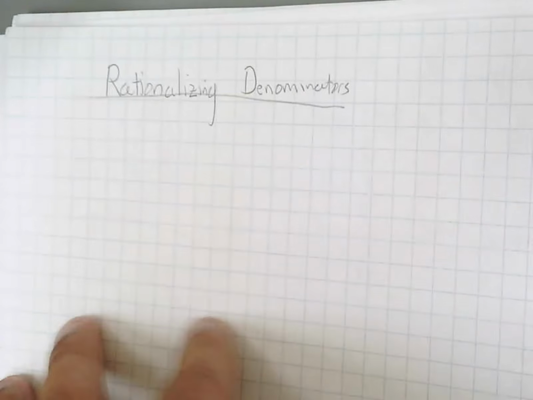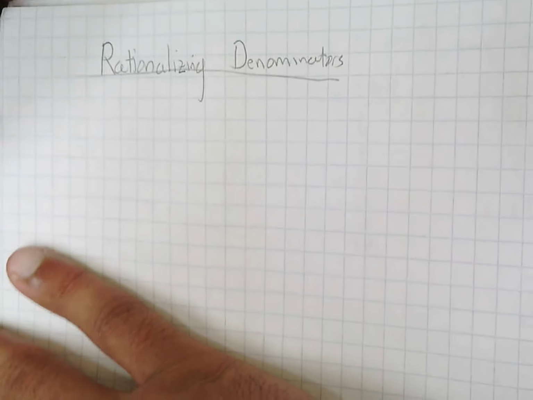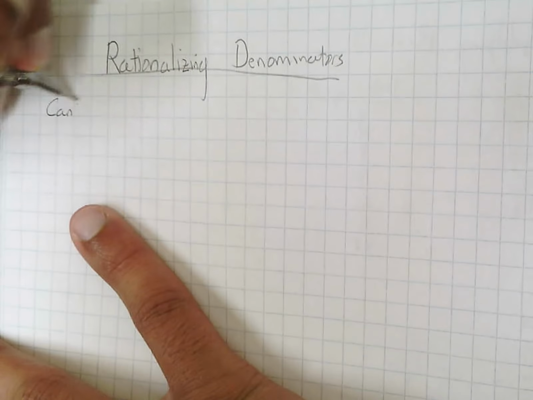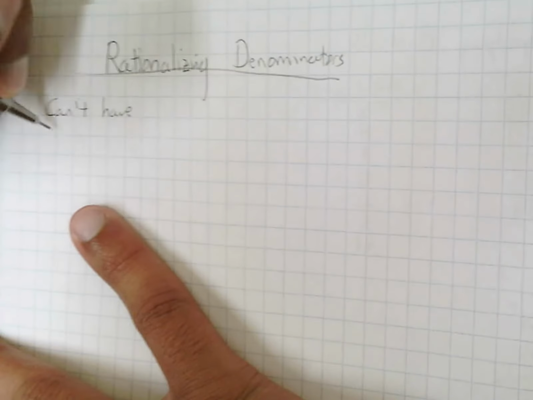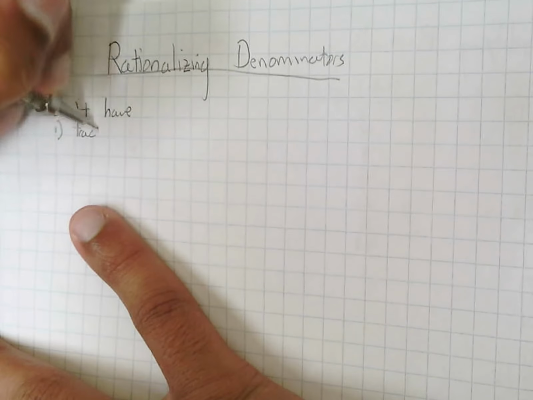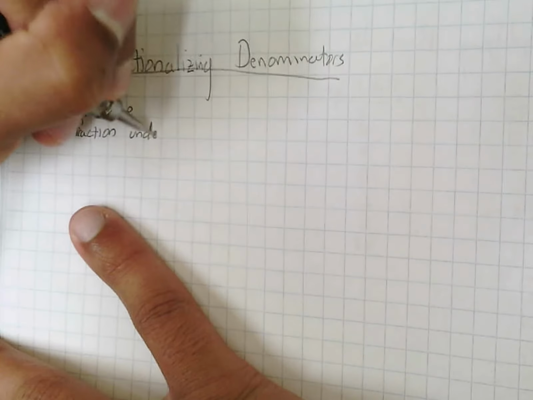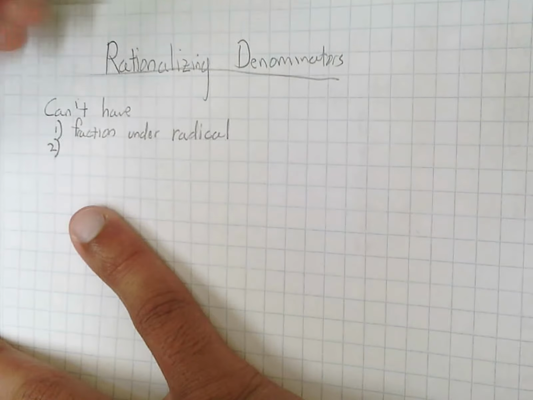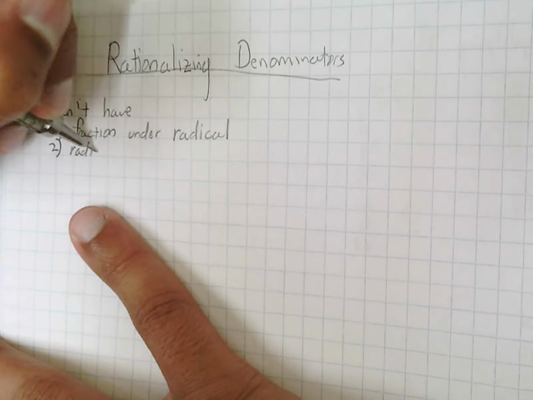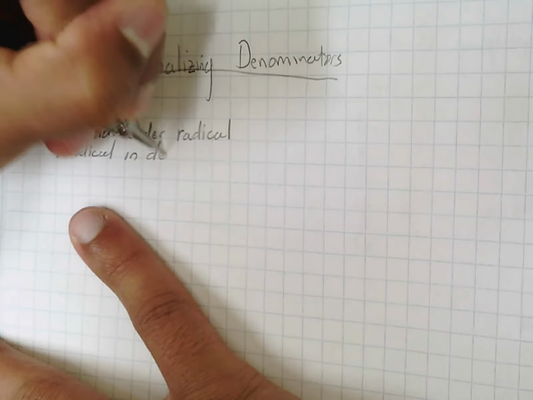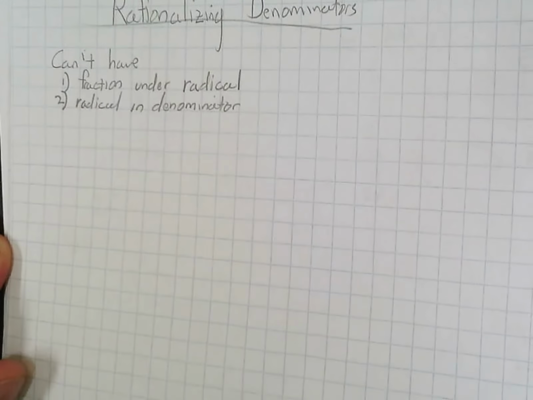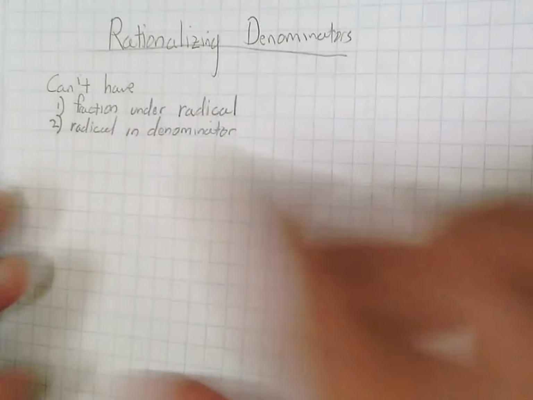Okay, and so what this means is we have a rule in math that says we cannot have either a fraction under a radical or a radical in the denominator. So we can't have two things. We can't have one, a fraction under a radical, and two, we can't have a radical in the denominator. So we've got to check for these things, make sure we don't have them. If we do have them, we've got to undo them. We've got to what we call rationalize those denominators.